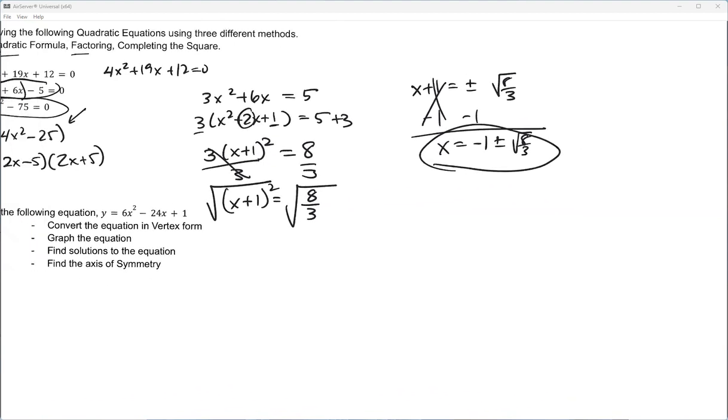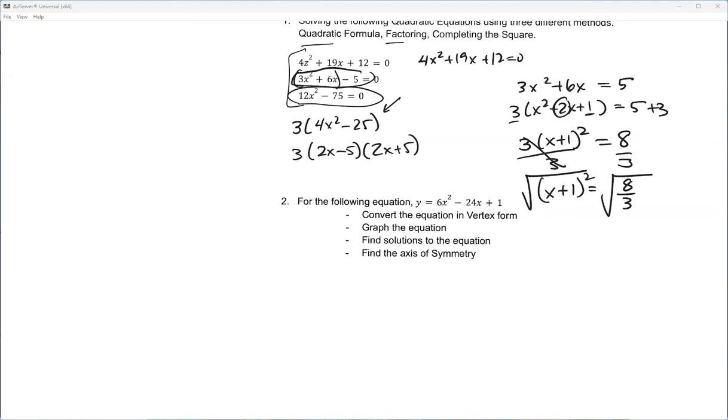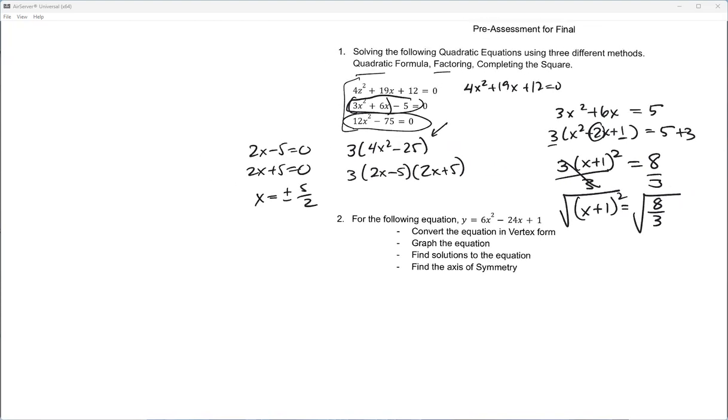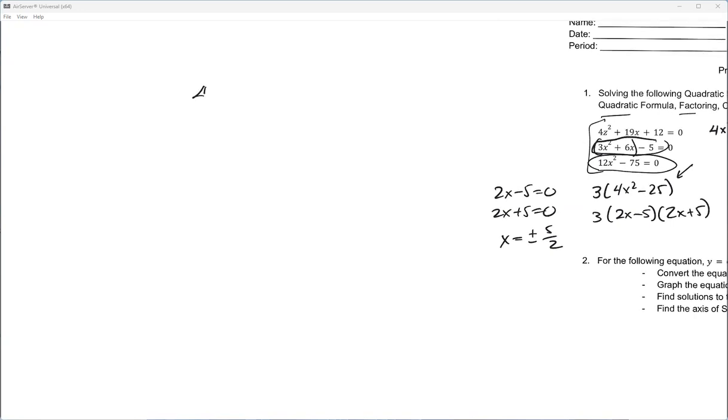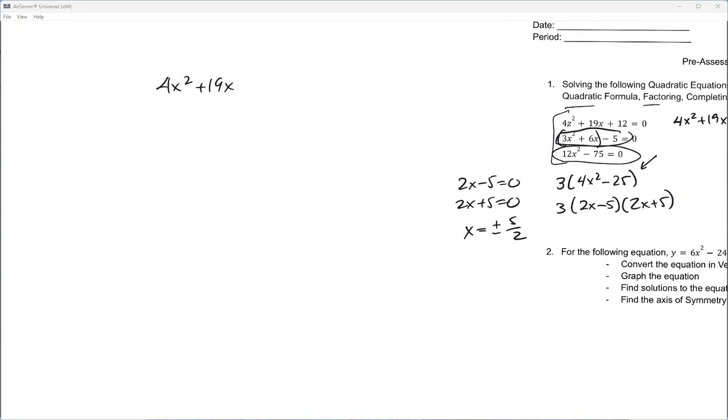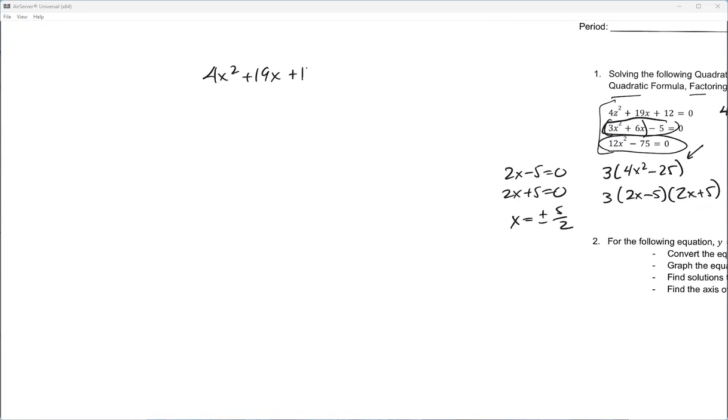For this one here, make sure you set the 2x minus 5 equal to 0, and the 2x plus 5 equal to 0. So x is equal to plus or minus 5 over 2. And the last one will be the quadratic formula. So it will again be 4x squared plus 19x plus 12 equal to 0. A is equal to 4, B is equal to 19, C is equal to 12. I will give you the quadratic formula if you need it.